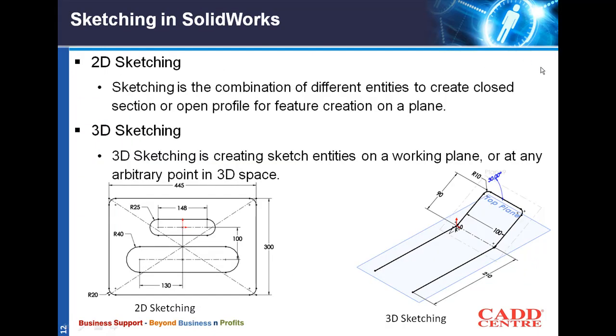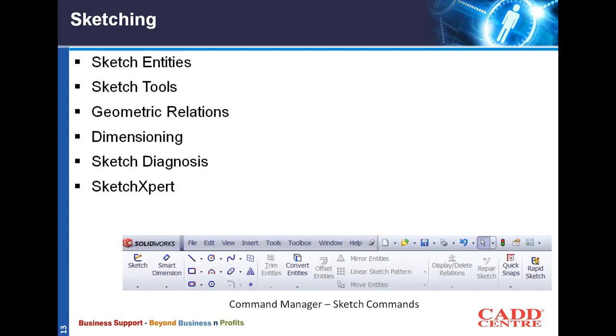In 2D sketching, what do you do? 2D sketching is the combination of different entities to create a closed profile or an open profile on a working plane. In 3D sketching, you create entities on a plane or at an arbitrary point. That's what we are saying: we create a line in X, Y, Z direction, or it may be at an arbitrary point. Now let us look into SolidWorks at how we can create these two.